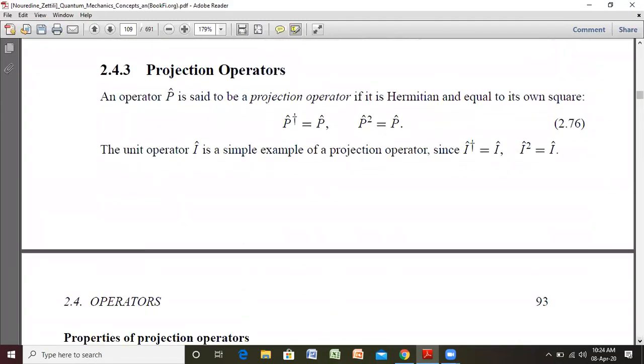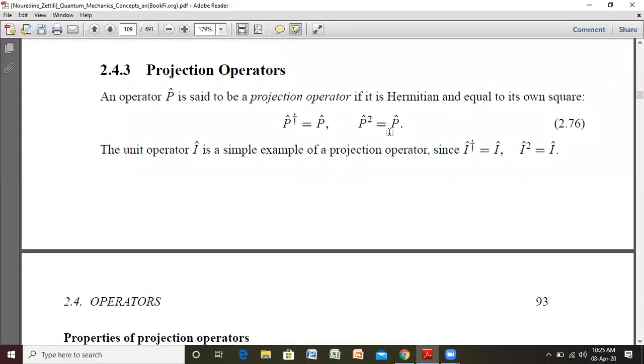And the last type of operator is the projection operator. Projection operators are basically Hermitian operators, but they have a further condition. For example, an operator P is called a projection operator if it is Hermitian, meaning the dagger of this operator is equal to the operator itself, and the further condition is that the square of the operator is also equal to the operator itself. There are two conditions for the projection operator. One is that it must be Hermitian, and the other is that the square of the operator is equal to the operator itself. That is called a projection operator.